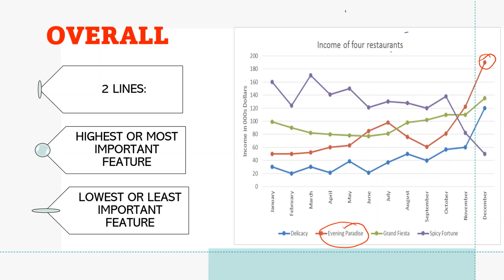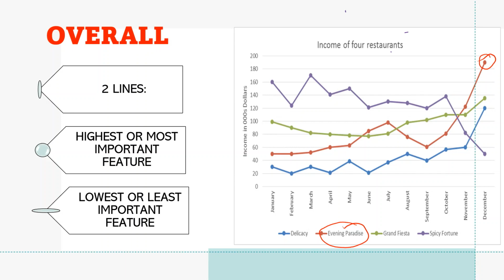Okay, so now you have got your highest point. So what can you start with? At an overall glance, it is evident that Evening Paradise income was at the peak at the end of the year, whereas. Now we'll go for the next line.